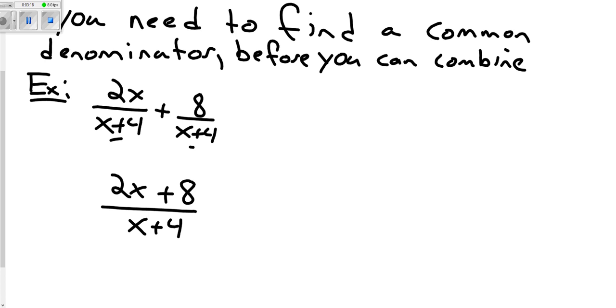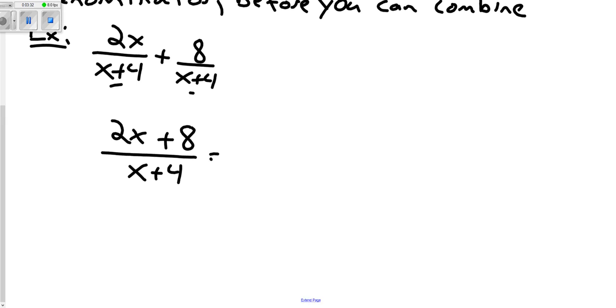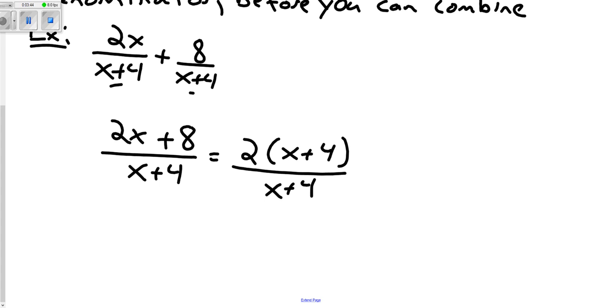Now, can I combine anything here? Can 2x plus 8 be made into anything? No. If you wanted to, you could get fancy. I could take a 2 out of everything on top, and it becomes 2 times x plus 4. Then if I have an x plus 4 on top and bottom, what do we do? Cancel them out. It's very satisfying.